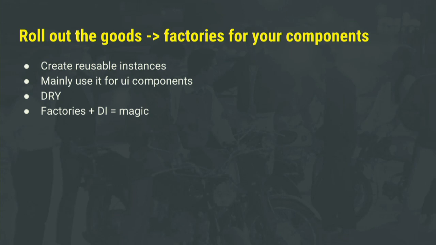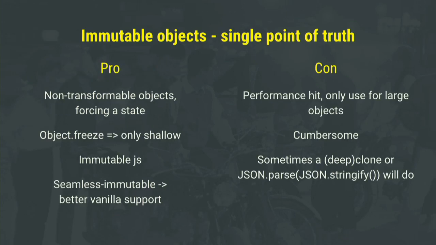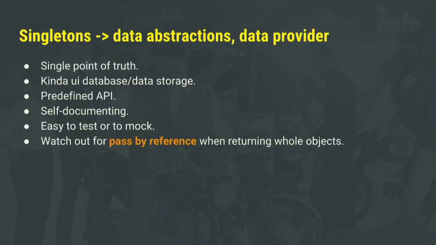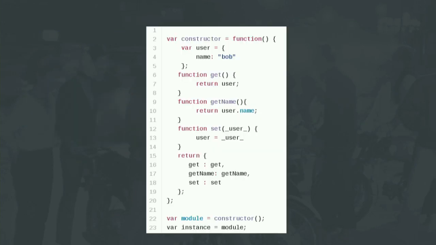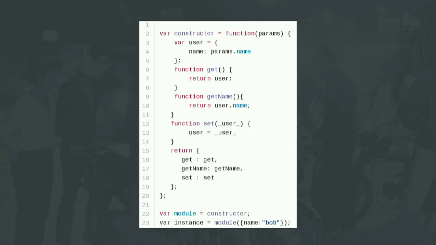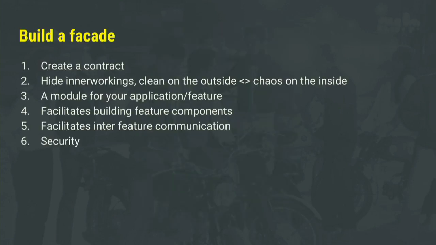But I mainly use it for UI components. So my structure is: singletons I use for data, factories I use for UI components. You can use them interchangeably, but most of the use cases are these. Most important is that you're not using the global anywhere.